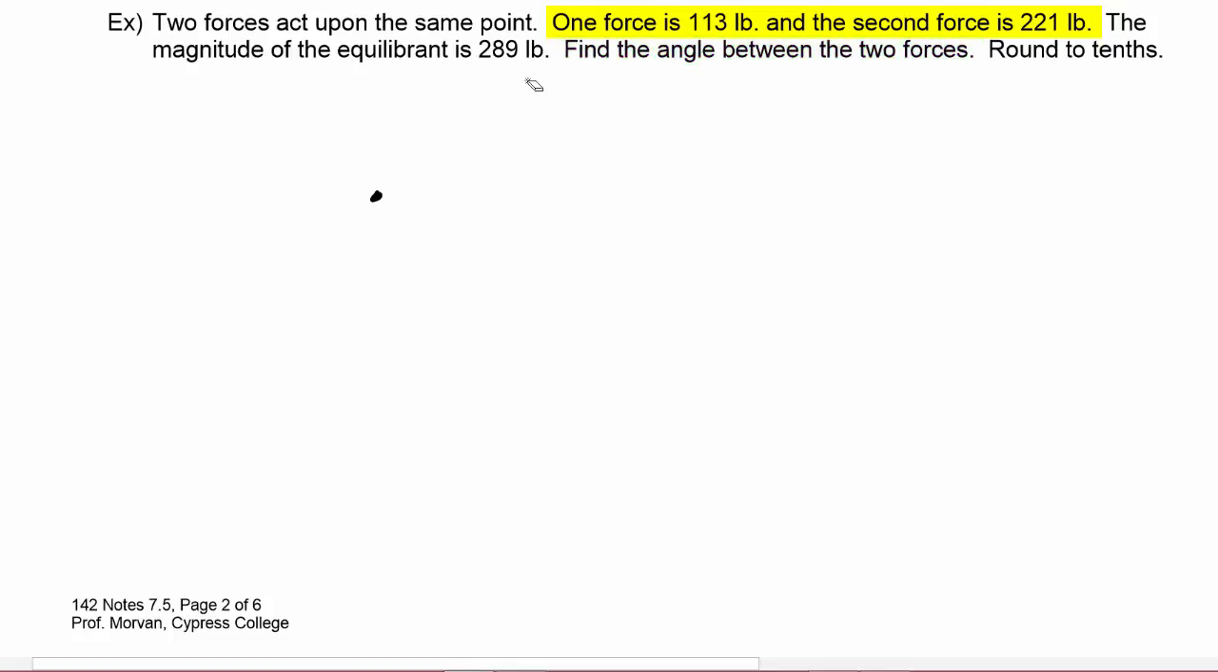So you don't really know what angle to make between the forces, so we're just going to draw a generic picture here. We'll put our first force at 113 pounds here. And our second force, we don't really know what angle to put between the forces, but we do know that since the second force is 221 pounds, we should make its vector about twice as long as the first vector. So this will be the 221 pound force.